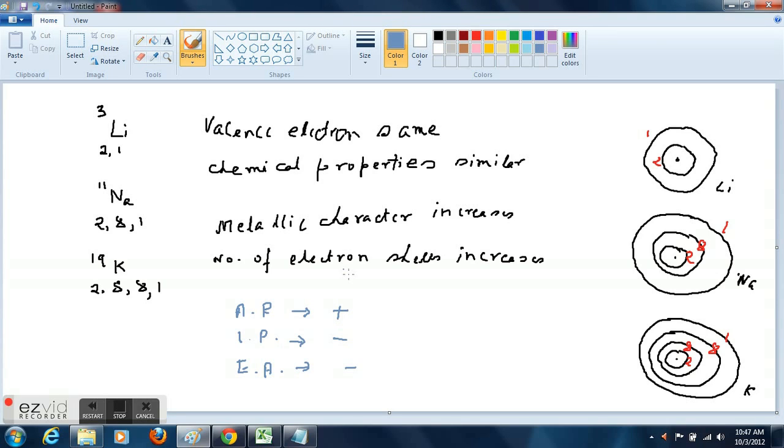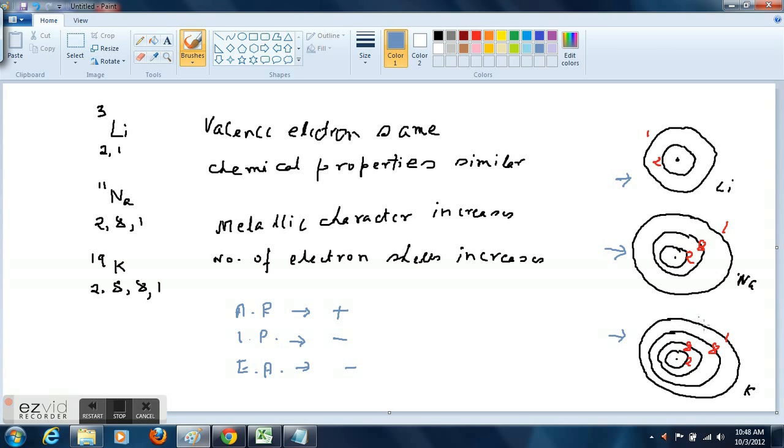For example, you take lithium, the valence shell, the outermost shell, is having 1 electron. Take the case of sodium, even though one more shell is added, the outermost shell is still having 1 electron. So that means sodium is having 3 electron shells. Take the next element, potassium. The outermost shell is having 1 electron, and now the total number of shells will be 4: 2, 8, 8, 1. So the valence electron remains the same. Since chemical property depends upon valence electron, chemical properties are similar.